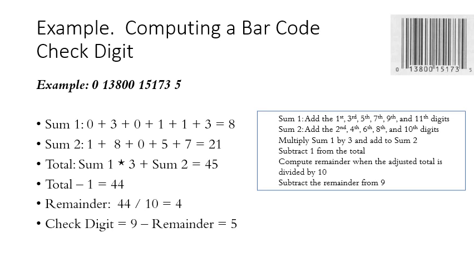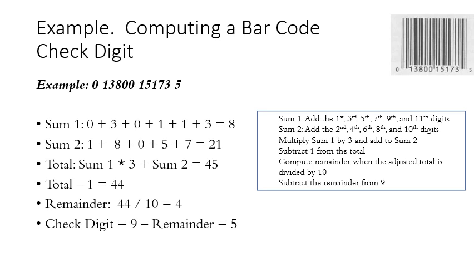Here's an example of how we can compute the barcode check digit given 0, 13800, 15173, and the check digit 5. We add the first, third, fifth, seventh, ninth, and 11th digits. These are 0, 3, 0, 1, 1, and 3 in the corresponding example, which is equal to 8. For sum 2, we add the 2nd, 4th, 6th, 8th, and 10th digits, which correspond to 1, 8, 0, 5, 7 in the given example.